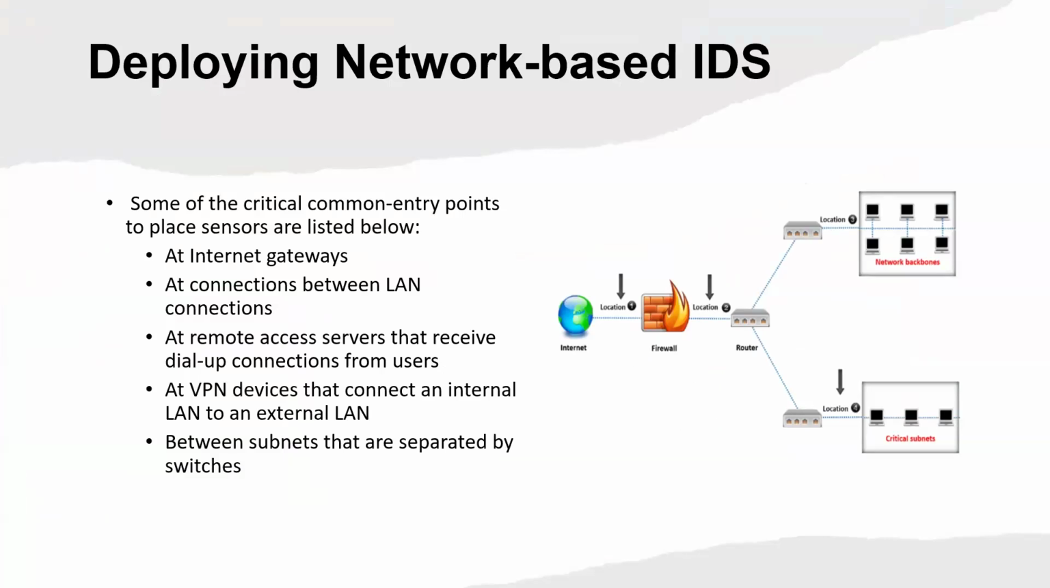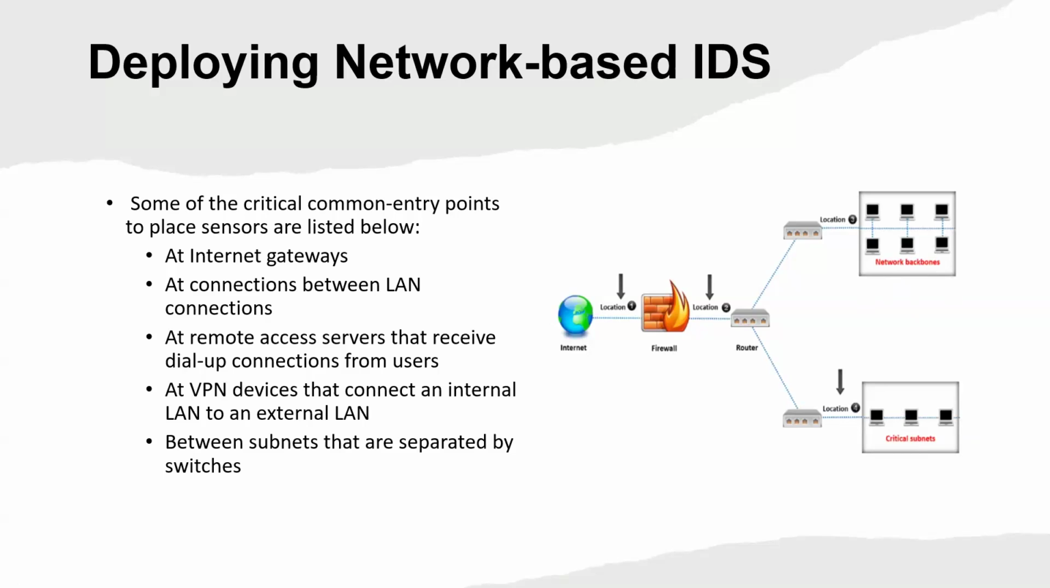When you are deploying the IDS, intrusion detection system, it should of course get the maximum amount of traffic. Let's say in your network you are receiving a lot of traffic from the internet, and you have different network segmentation. For example, here it shows one critical subnet and another network backbone. These are different kinds of networks, and they can contain different kinds of servers.